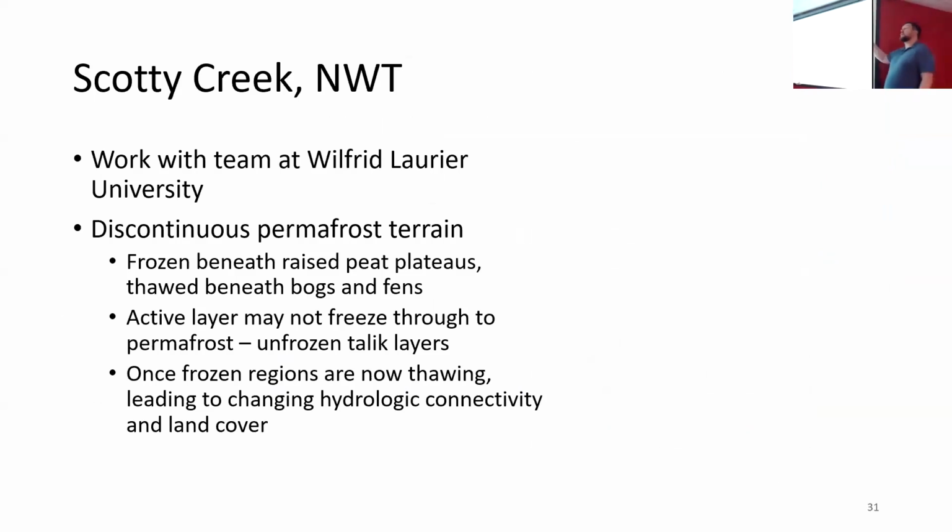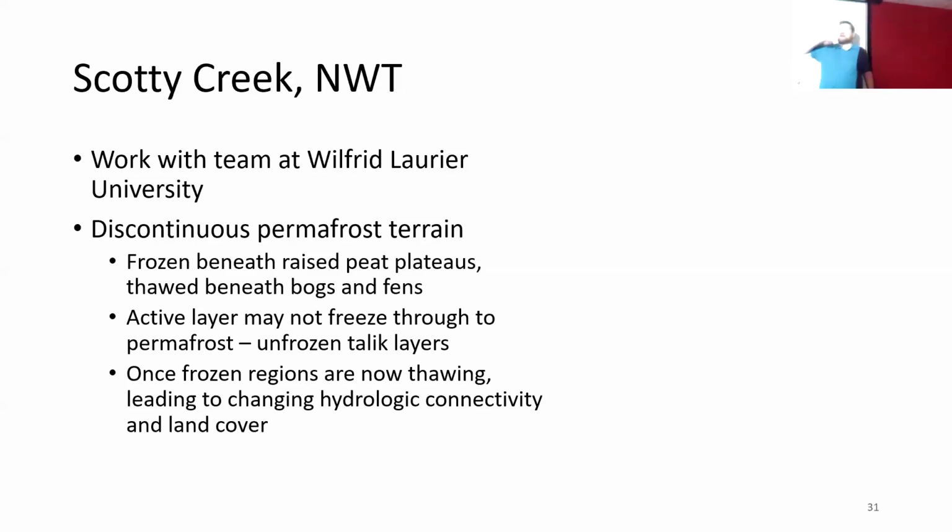Okay, so this is some work up in Scotty Creek in the Northwest Territories. The team at Wilfrid Laurier University has done a lot of field work up there, and what they found is this is discontinuous permafrost terrain. So we have spotty permafrost where there is no permafrost beneath our water storage features, fens and bogs, and there is permafrost in between those, underneath what's basically the stable land surface beneath raised peat plateaus. So it's frozen beneath raised peat plateaus, but not very deep. It's on the order of 1 to 3 meters of permafrost.